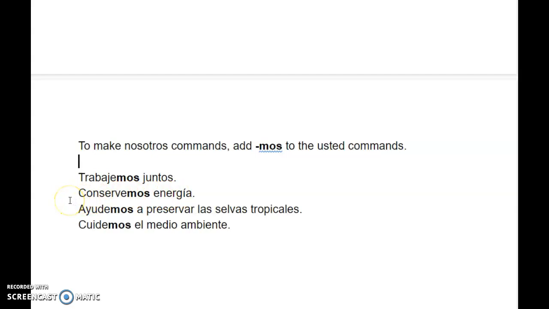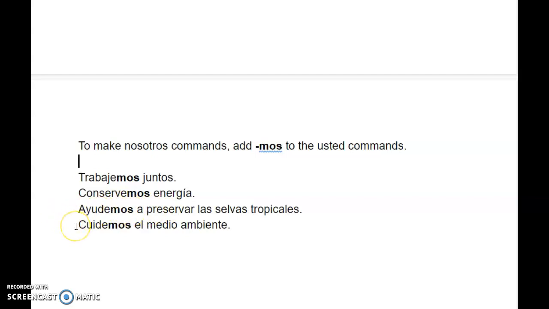So conservar would be an AR verb. So when I make it the usted command, it would end in an E. And then I would add the mos, and it would be let's conserve energy. Okay. Ayudemos a preservar las selvas tropicales. So again, ayudar is an AR verb, so I've got an E on the end of it. When I change it to the usted command, ayudemos, and that would be let's help to preserve the rainforest.